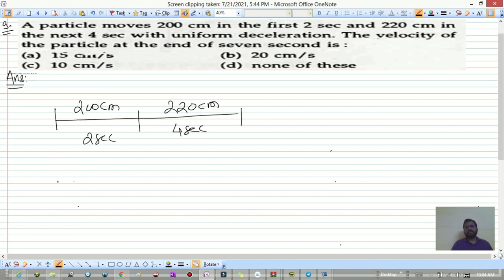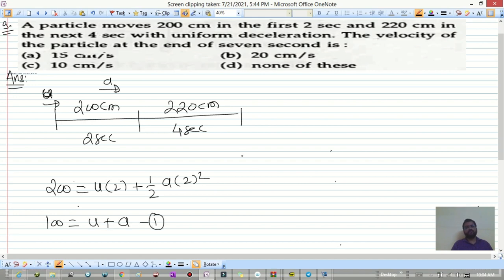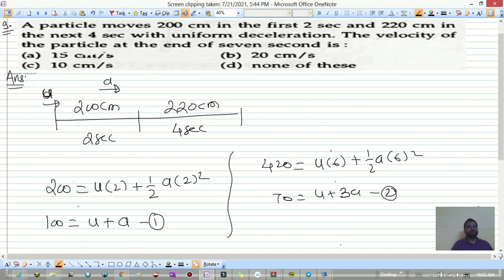So firstly, write down the displacement formula. 200 s is equal to u, we don't know, and the acceleration also we don't know. So ut plus half a t squared: u into 2 plus half a into 2 squared. So we'll get 100 is equal to u plus a. This is equation number 1. Now for the entire journey, 420 centimeter is equal to u into 6 plus 1 by 2 a into 6 squared. Take 6 common. It is 70 is equal to u plus 3a. So this is equation number 2.